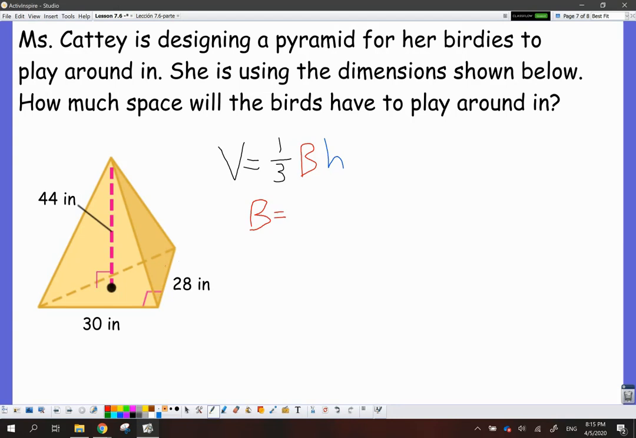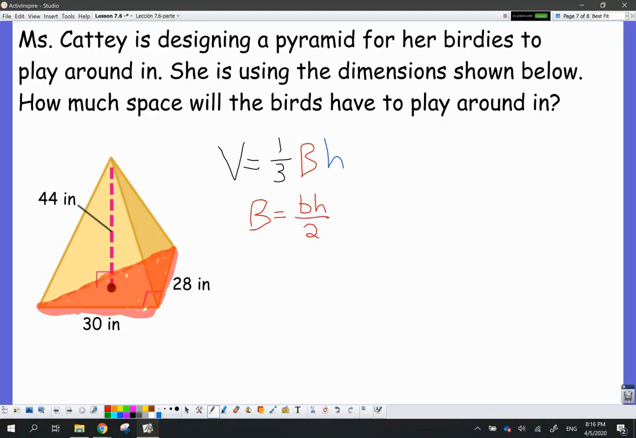Now, first, I need to identify what my base is. So let me get my highlighter. If I see the apex of my pyramid, I also see the line that represents the altitude. And it seems to touch this triangle here at the bottom. So this must be my base. So let's highlight that. So here's my base, and I need to find the area of this base. It's a triangular shape, so I know I'm going to be using the area of a triangle. So let's write that formula down. The area of a triangle is the base of the triangle times the height of the triangle divided by 2.